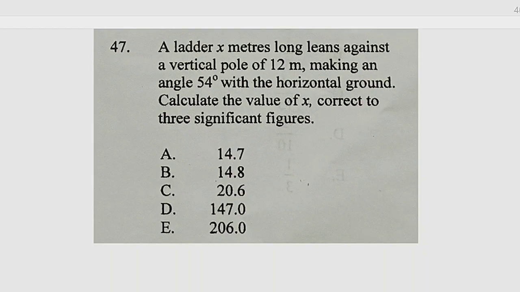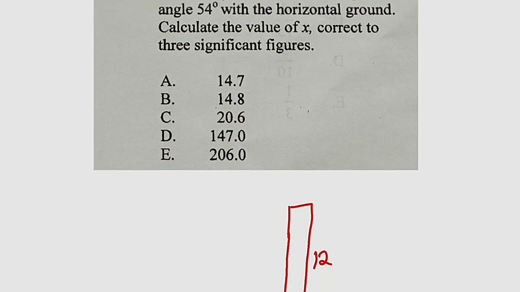Question number 47 reads, a ladder x meters long leans against a vertical pole of 12 meters, making an angle of 54 degrees with the horizontal ground. We're asked to calculate the value of x correct to 3 significant figures. There's an error in this question, but let me show you why. Suppose we have a vertical wall here, and this vertical wall is 12 meters.